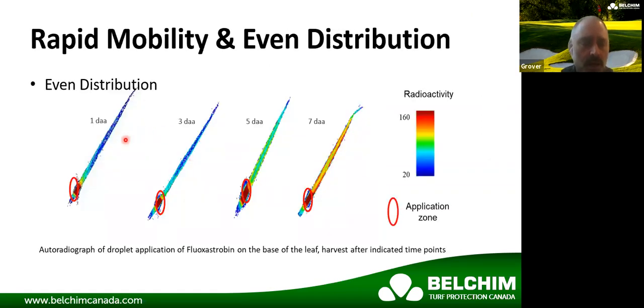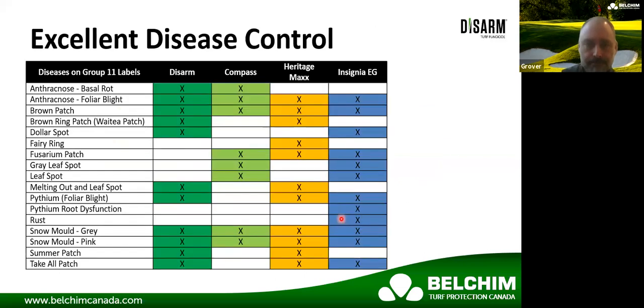Then, just work that was done in the lab to show the systemicity of the product. You can see 1 day after application, here's a leaf blade. Disarm was applied at the base here. You see the majority of the product right here. Then just 7 days later, it made its way to the tip of the leaf and was also evenly distributed across the leaf margin. So you really get nice uniform protection across the entire leaf blade.